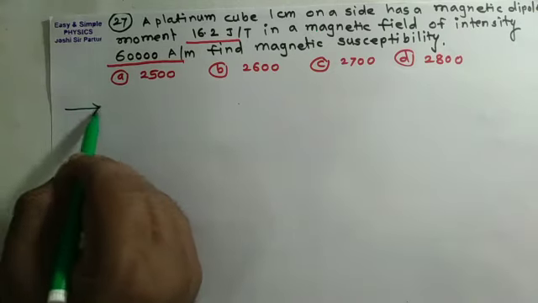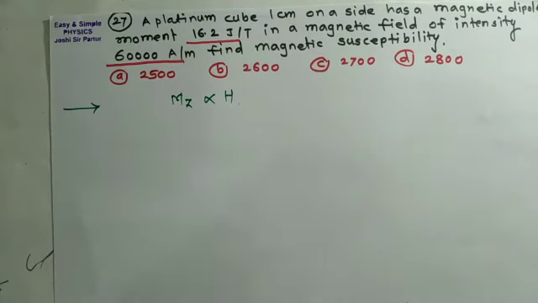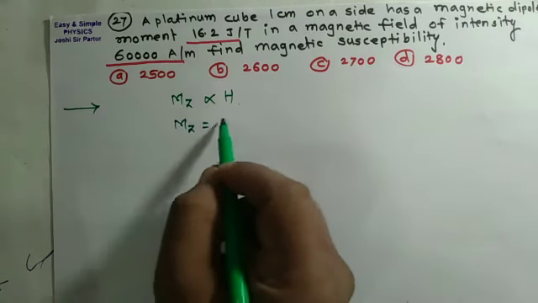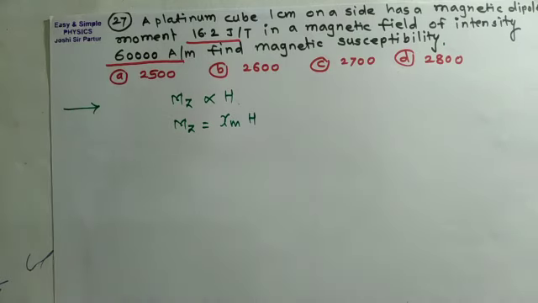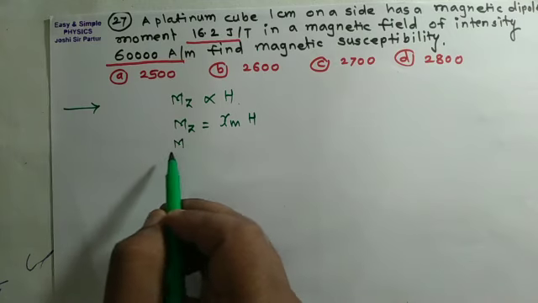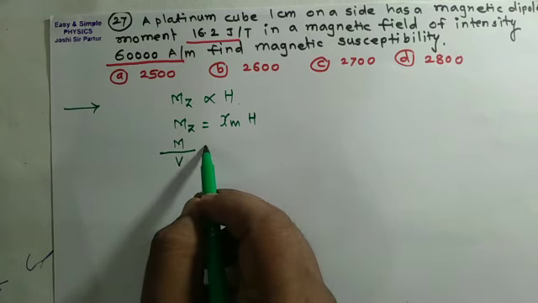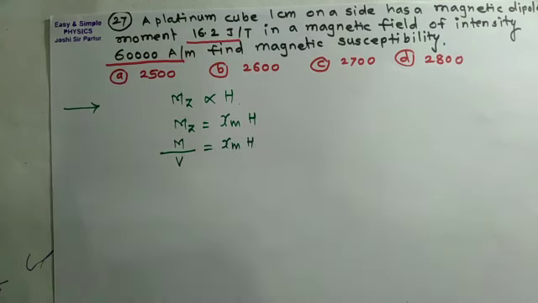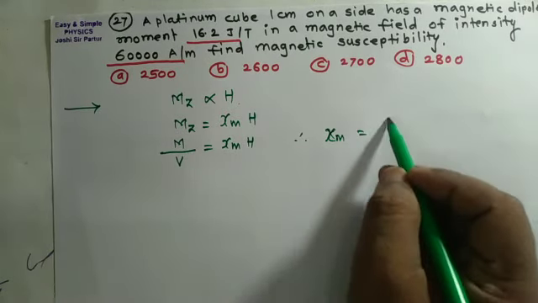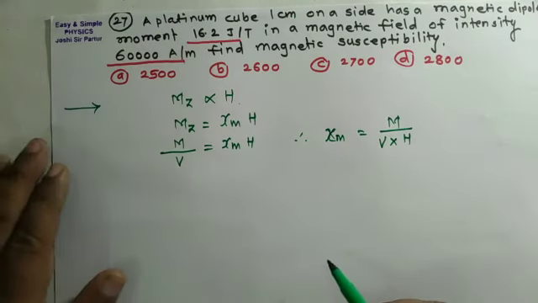So first of all, magnetization is directly proportional to magnetic intensity, which means magnetization is equal to chi m into magnetic intensity. Magnetization means magnetic moment upon volume, the ratio of magnetic moment to volume, is equal to chi m H. So therefore chi m is equal to magnetic moment upon volume into magnetic field intensity.